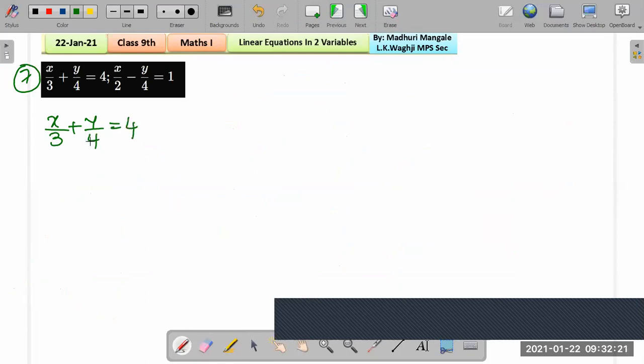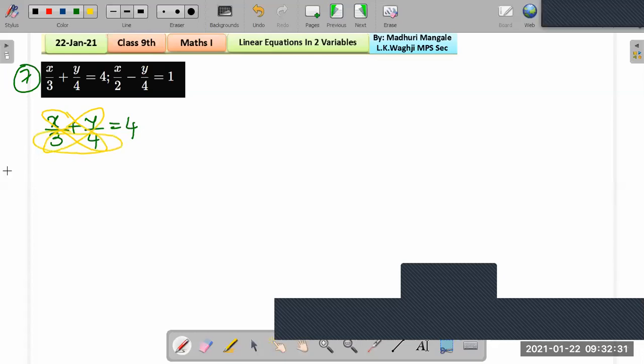We will simplify this by cross multiplying. How do we cross multiply? So x times 4 is 4x, 3 times y is 3y, and then divided by 3 times 4, which is 12. So this will become 4x plus 3y over 12, which equals 4. And then you shift this 12 to the other side, it will become 4x plus 3y equals 12 times 4, which is 48. This is the first equation.